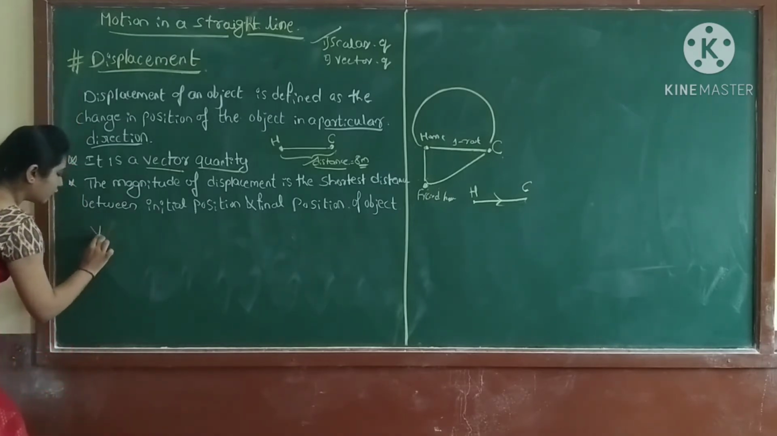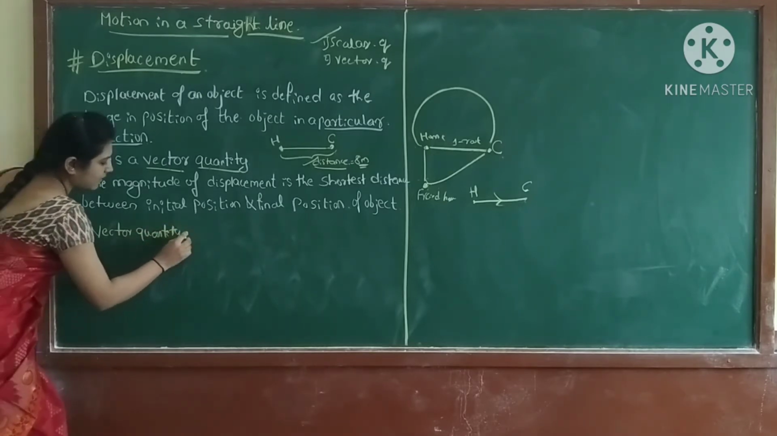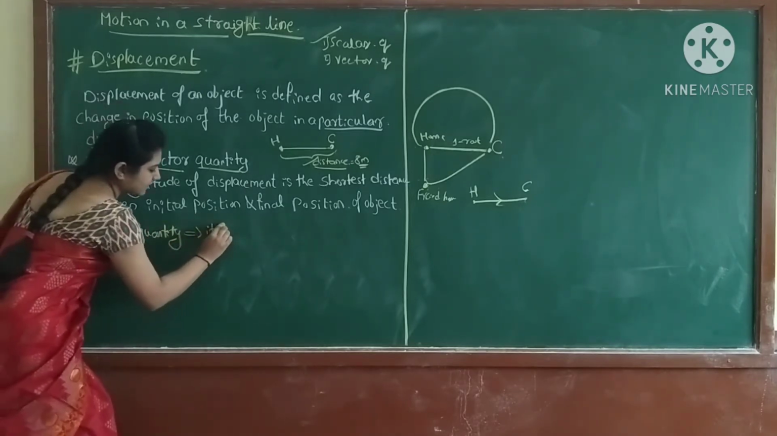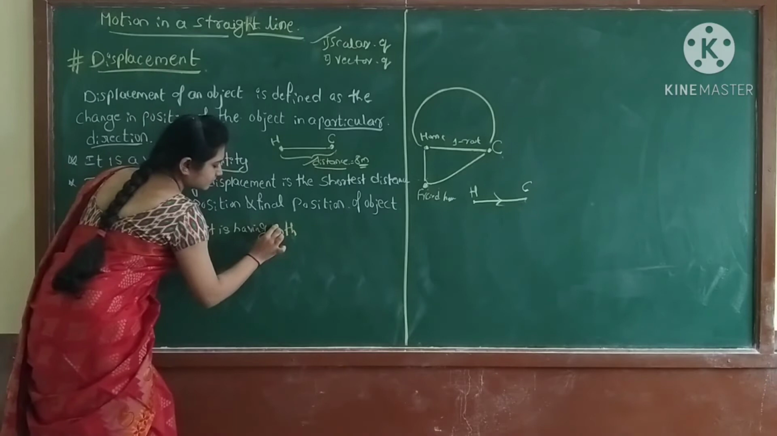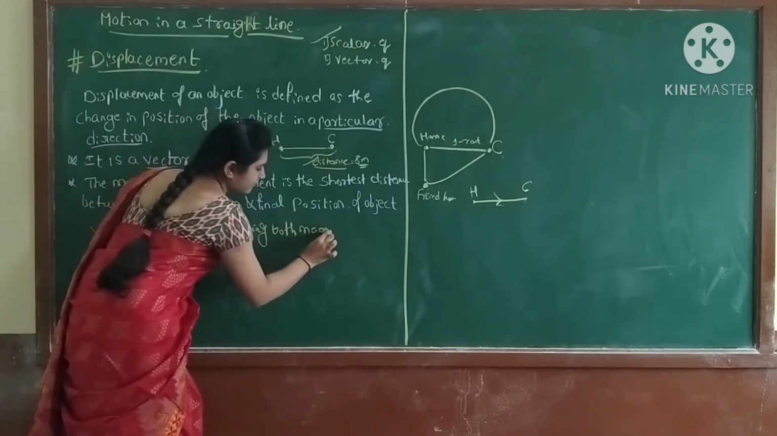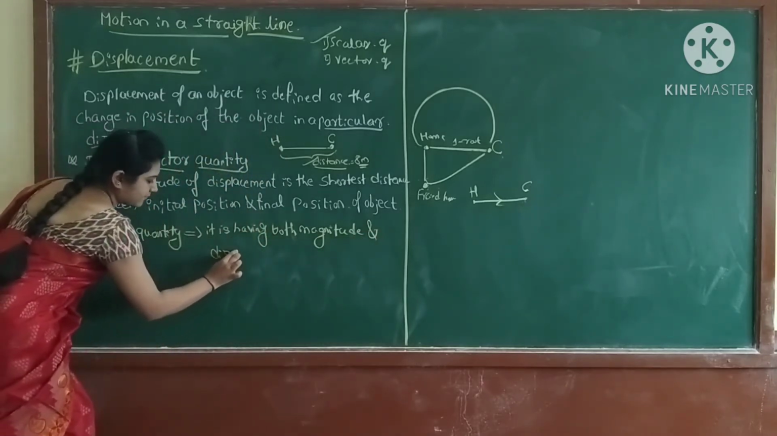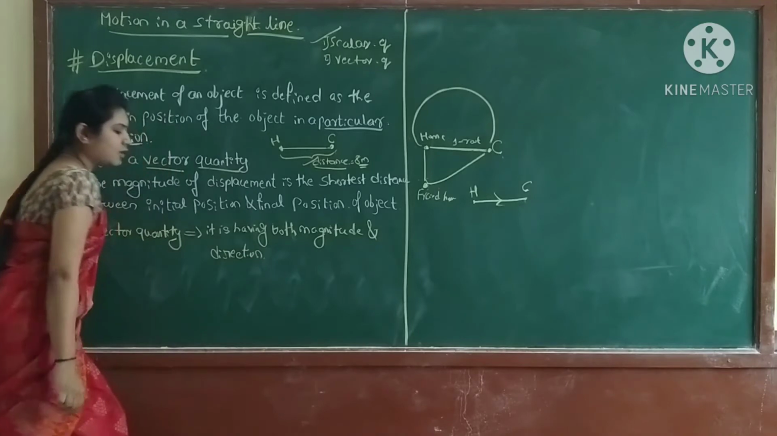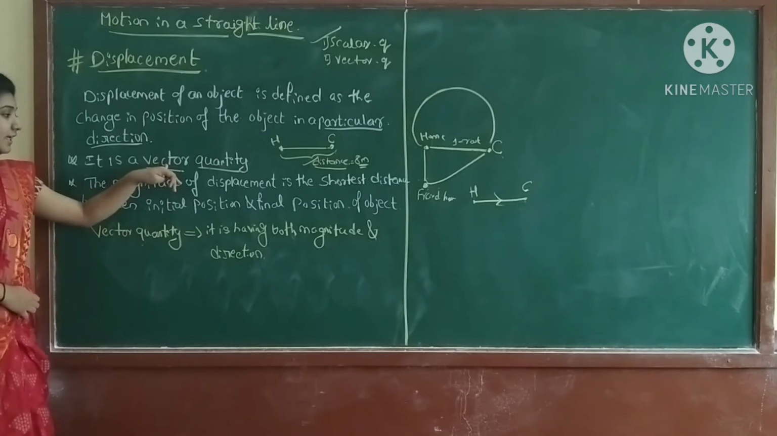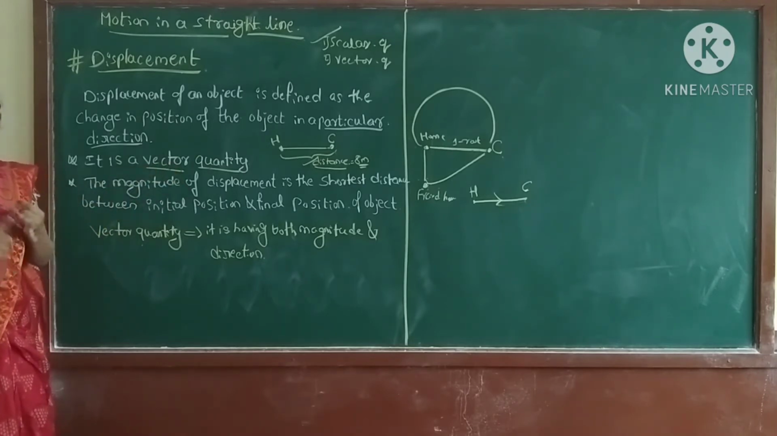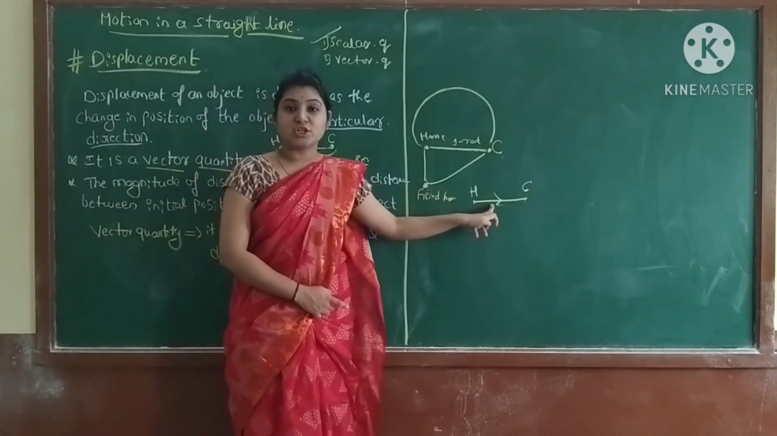See here, vector quantity means it is having both magnitude and direction. Those quantities are called as a vector quantity. ಅಂದ್ರೆ ಇಲ್ಲಿ ಈ ಕ್ವಾಂಟಿಟಿಗಳು ಮ್ಯಾಗ್ನಿಟ್ಯೂಡ್ ಹೊಂದಿವೆ and also the direction. I told you here particular direction we are considering.